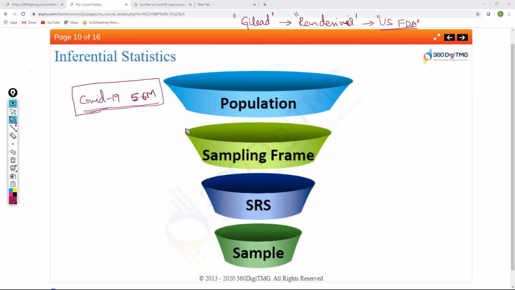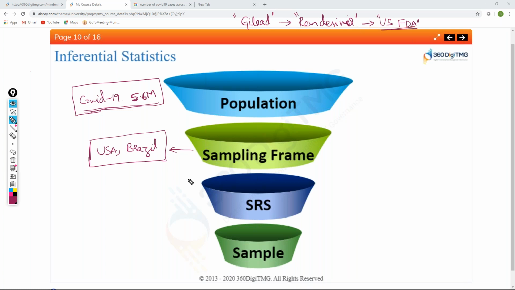Gilead, for them to do clinical trials, they are first going to decide upon a sampling frame. They might say, do you know what, USA and Brazil, probably I'll choose these two locations as my sampling frame. Or maybe I will choose the top 5 countries with the highest number of infections as a sampling frame. Why? Because they cannot go after the entire world population. You cannot effectively go after the entire world's population, right?